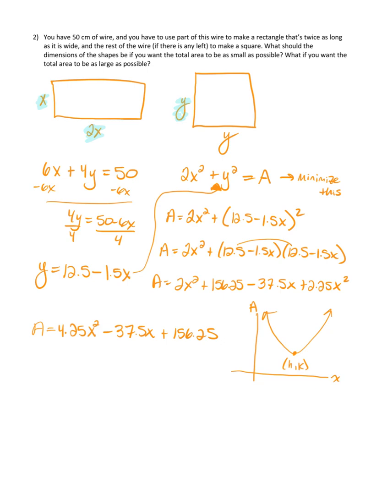So h is x, right? So h is the x value of the lowest point on this parabola. H is the x coordinate of the smallest y value on this parabola. So h is what I'm looking for. Okay, so h is negative b over 2a. That's 37.5 over 2 times 4.25. And you get approximately 4.41.